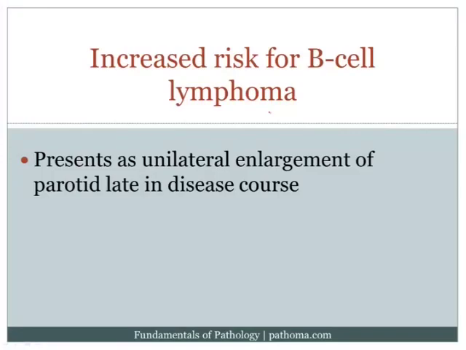One final point about Sjogren's syndrome is that there's an increased risk for B-cell lymphoma. Now, patients with Sjogren's syndrome will normally have inflammation of the parotid glands, and so the parotid glands will actually be enlarged, and so when you look at these patients, both parotid glands are usually enlarged.